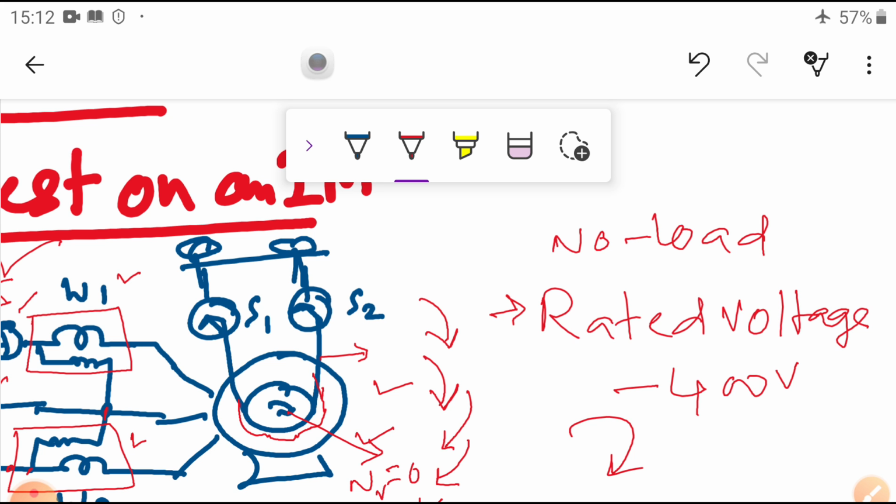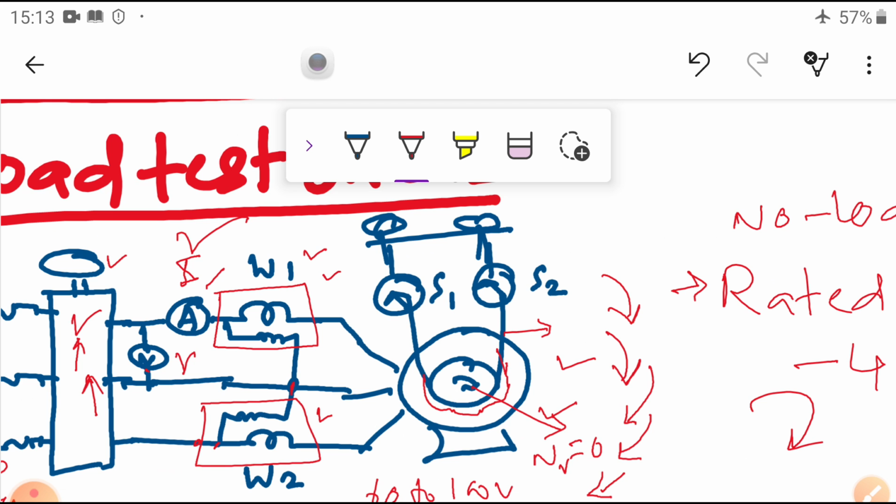Dear students, at the same time you can observe one thing also. Due to the no load test, initially it will draw more current, after that it comes to a low value, but whatever the W1 value and W2 value, one of the meters will show a reverse deflection. You can observe it. Why? As we know, at a power factor below 0.5, one of the wattmeters will show reverse direction. So, what to do now?